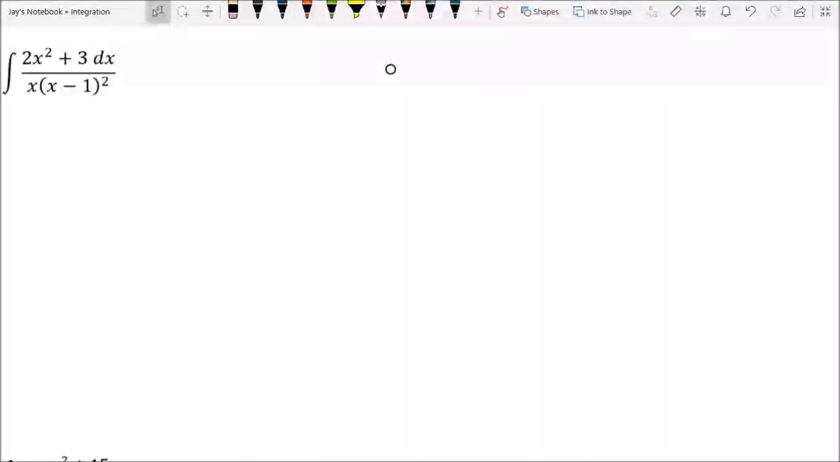So I have here a new example, which is the integration of 2x squared plus 3 dx over x times x minus 1 squared. So we knew that, based on the definition, this fraction is classified as a proper fraction. Why? Because our numerator here is of the second degree. Take note, we have an exponent of 2.